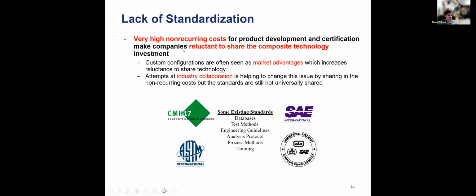So what does it mean that there are high non-recurring costs? Many of these companies like Boeing or Airbus have to go through this process every time they have a new program. So they develop expertise and technologies that are not standard intellectual properties. And so typically they're reluctant to share the technology that they have developed with the public domain. It's a market advantage for them. If they know a technology and they can implement it internally, they can compete.